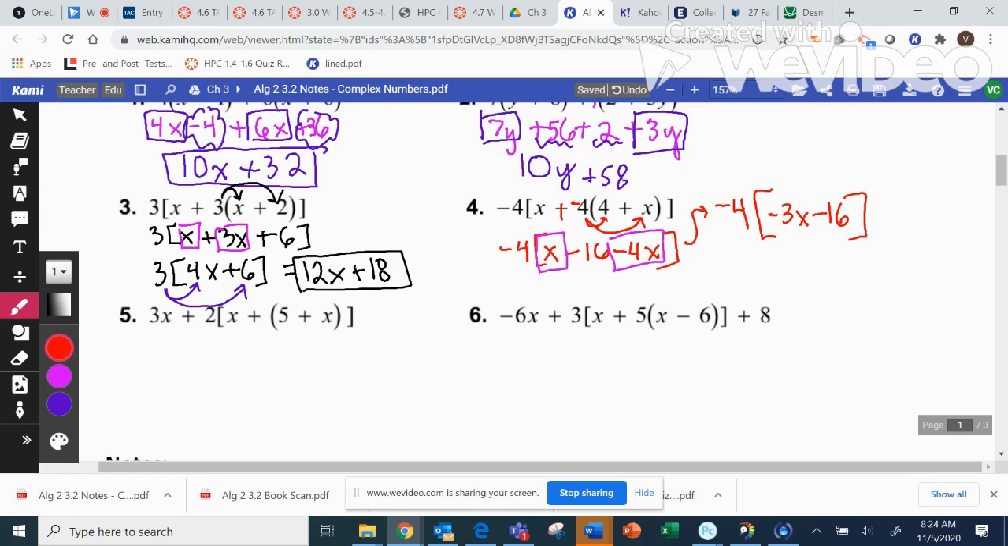Did I do anything wrong? Did I do it right? Got to second guess myself a few times today. All right, and then we're going to distribute the minus 4, and I'm going to get positive 12x plus 48. Can I add these together? No, because one has an x, the other one does not.